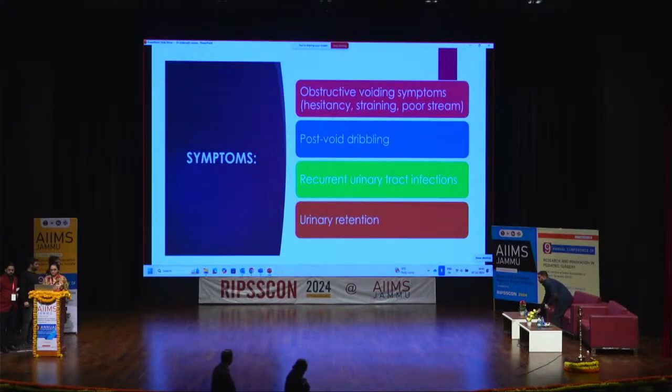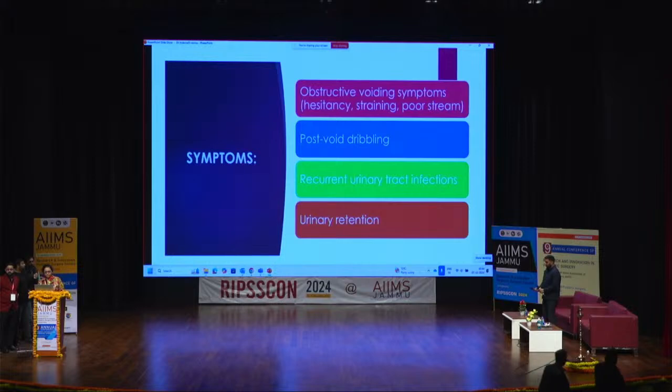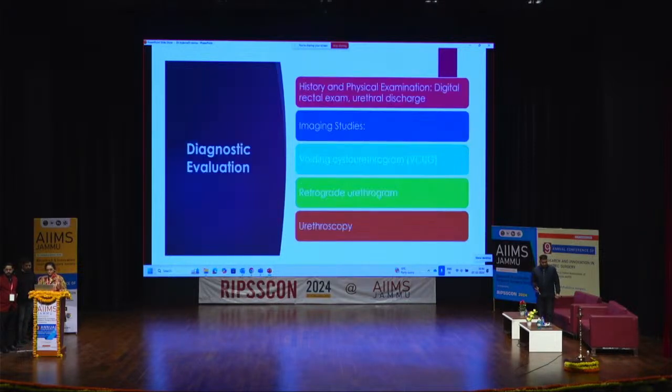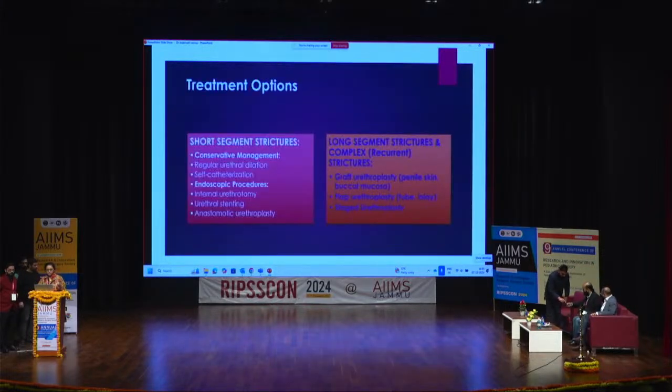So symptoms are obstructive, bleeding, recurrent UTI, retention. All those are symptoms of stricture, apart from infection. To diagnose, the history, imaging studies like RGU, MCU, urethroscopy, at times require a sonogram and also MRI in challenging cases.